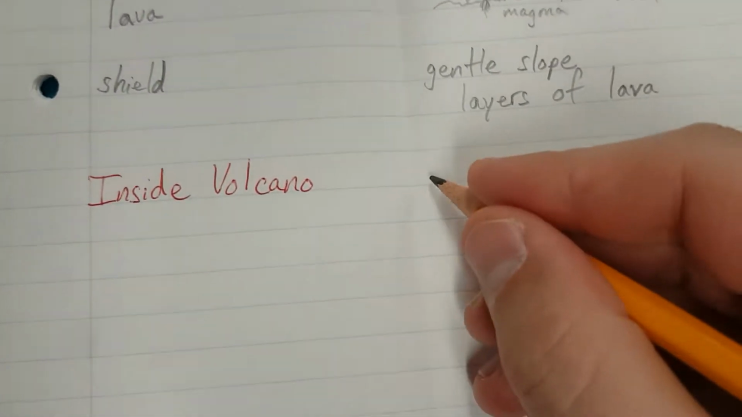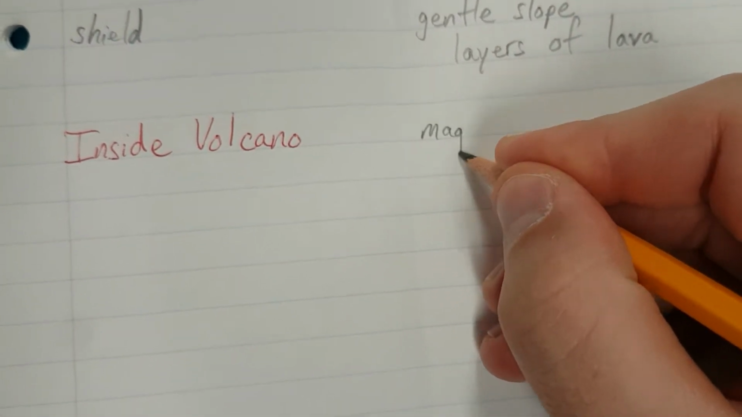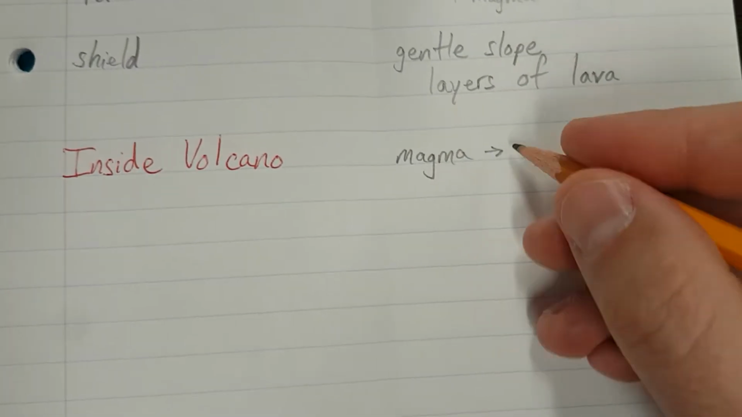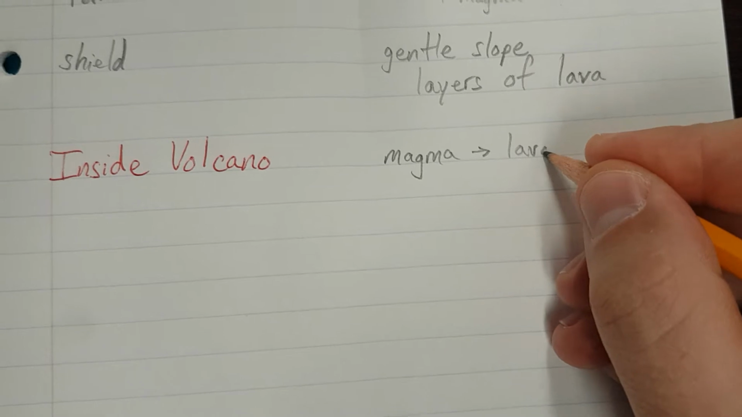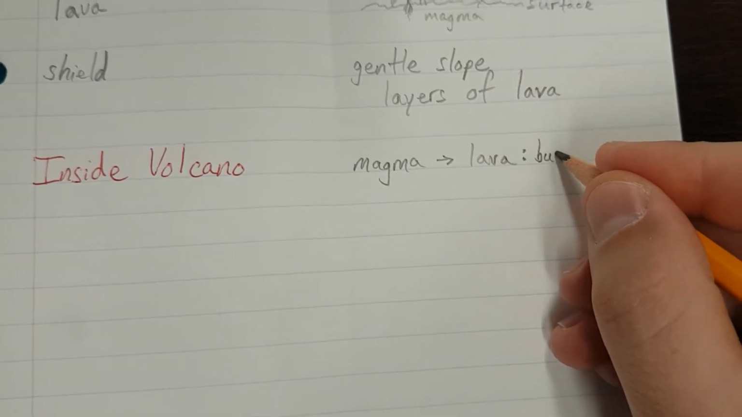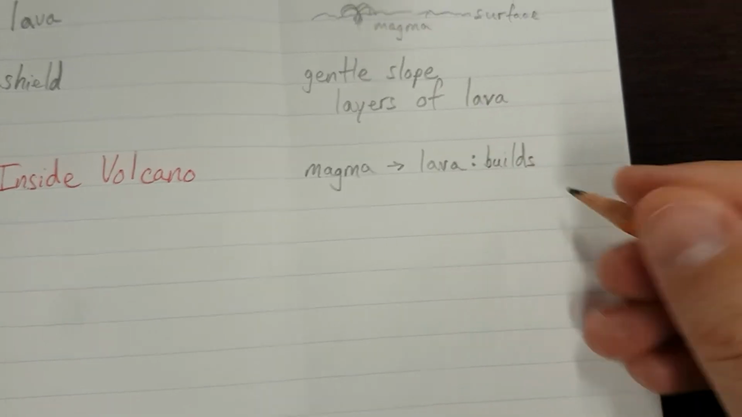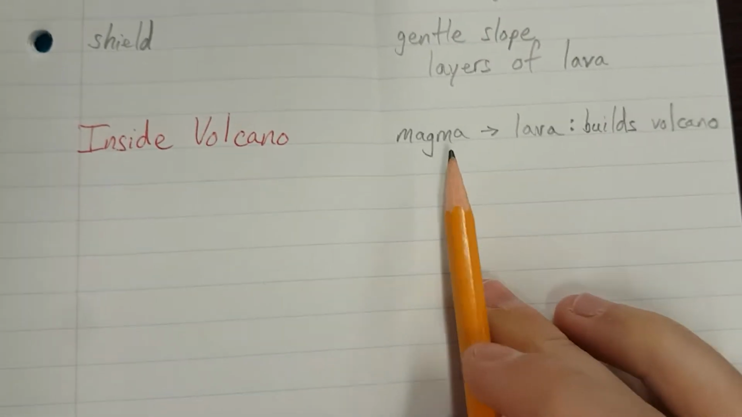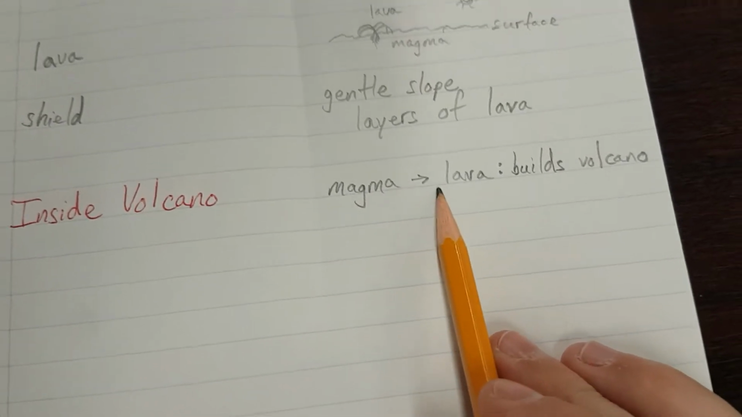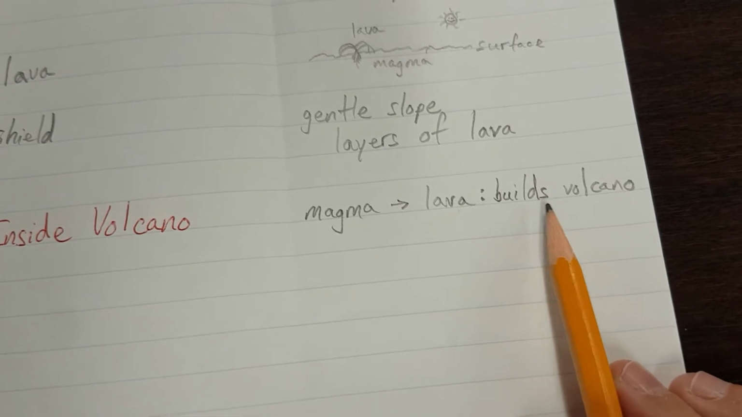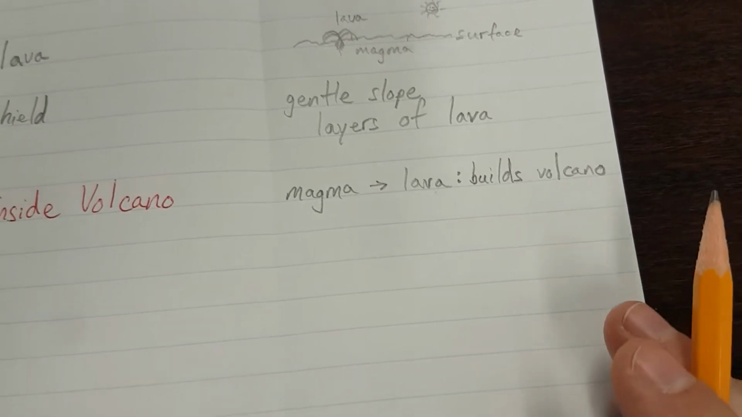Okay, so inside a volcano, let's see, magma, arrow, M-A-G-M-A, arrow, lava, L-A-V-A, colon, builds, B-U-I-L-D-S, volcano, V-O-L-C-A-N-O. So magma flows out onto the Earth's surface. We call it lava, and that builds up over time to make a volcano.